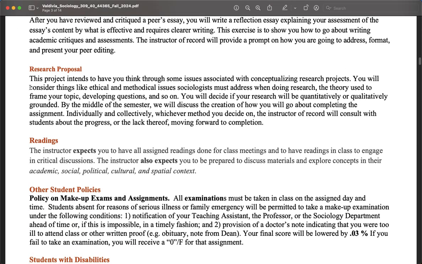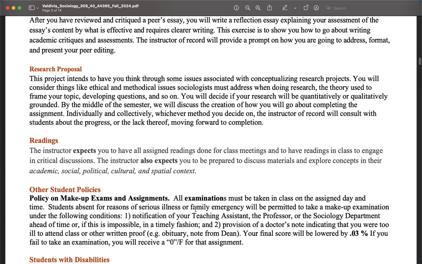Okay, research proposal. The project intends to have you think through some issues associated with conceptualizing research projects. You will consider things like ethical and methodological issues sociologists must address when doing research, the theory used to frame your topic, developing questions, and so on. You will decide if your research will be qualitative or quantitative. By the middle of the semester, we will discuss how you will go about completing the assignment individually and collectively. Whichever method you decide on, the instructor of record will consult with students about the progress, or the lack thereof, moving forward to completion of your assignments.